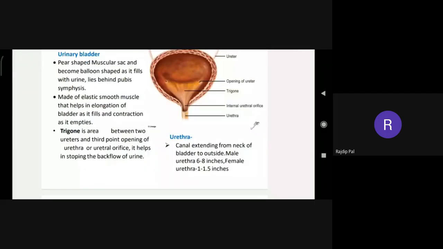Next is trigone. Trigone is the area between two ureters and the third point, the opening of the urethra or urinary orifice. It helps in stopping the backflow of urine. Okay, so the trigone has three openings.